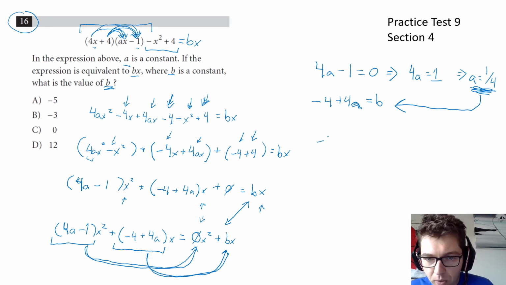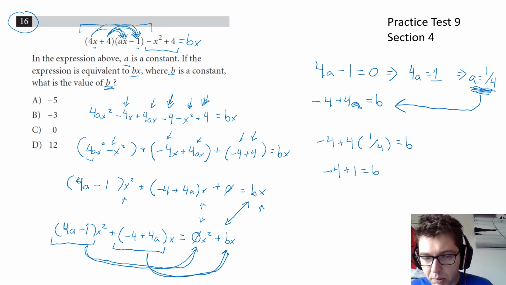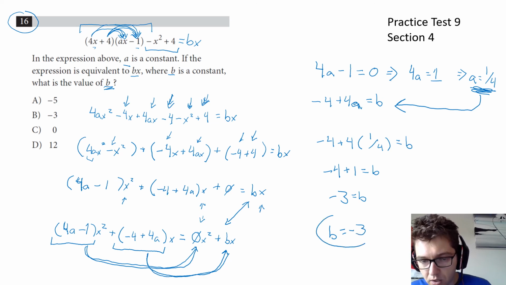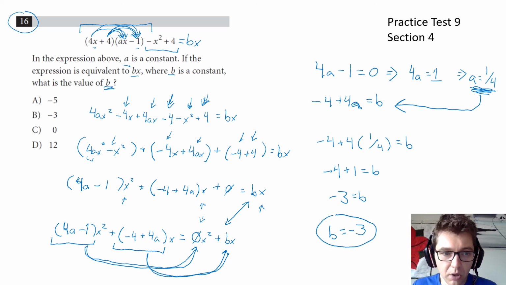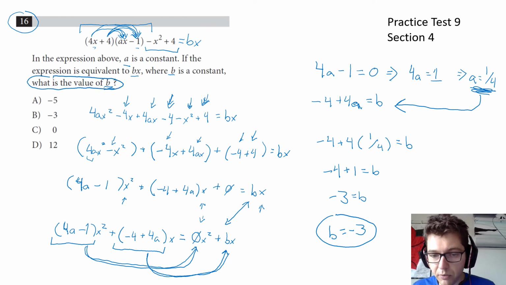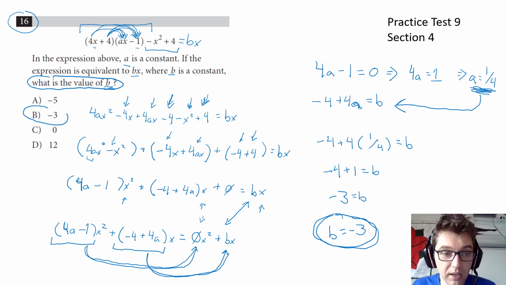So you have negative 4 plus 4, plug in that a that we just solved, 1 divided by 4, is equal to b. Then you'll have negative 4, 4 times 1/4 is just plus 1, is equal to b. Negative 4 plus 1 is equal to negative 3, is equal to b. And just to complete it, flip that around, b is equal to negative 3. Make sure that's what they were asking for in the problem. What is the value of b is what comes right before the question mark, so that is what they're looking for. B is equal to negative 3. Look for that in your answer, and it is answer choice B, negative 3.